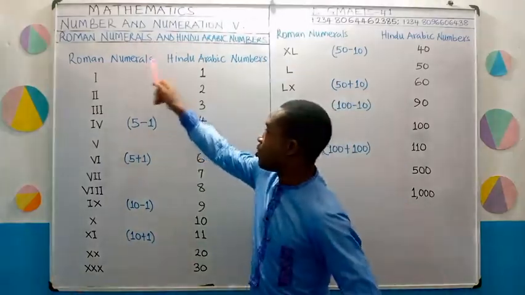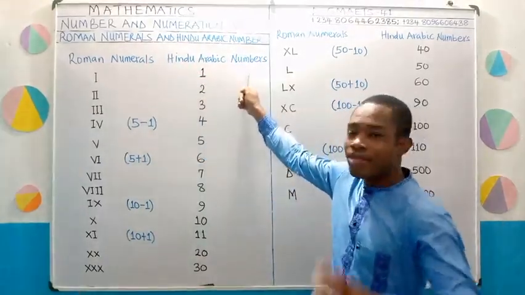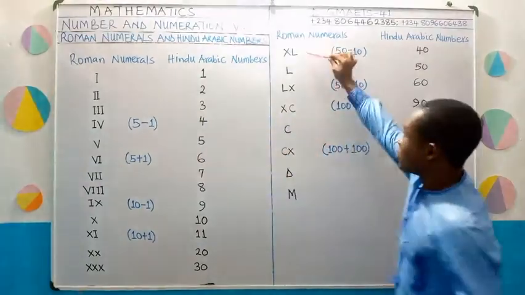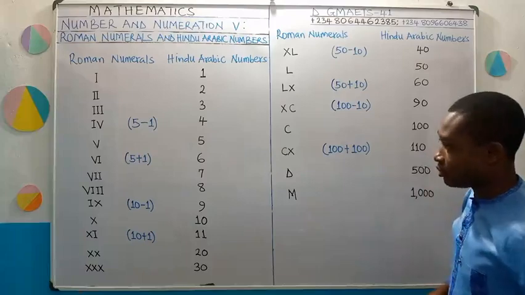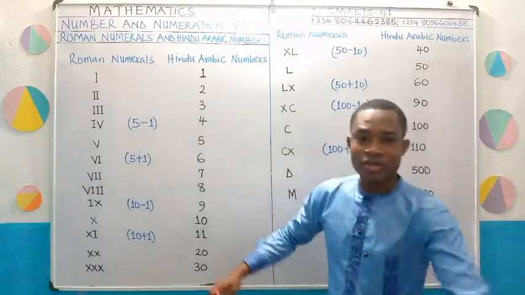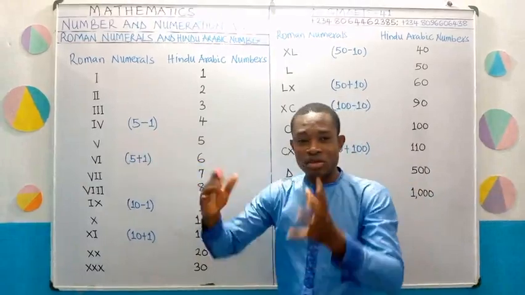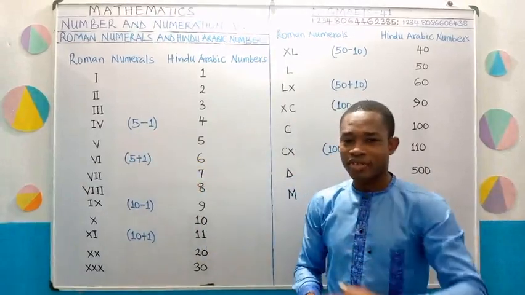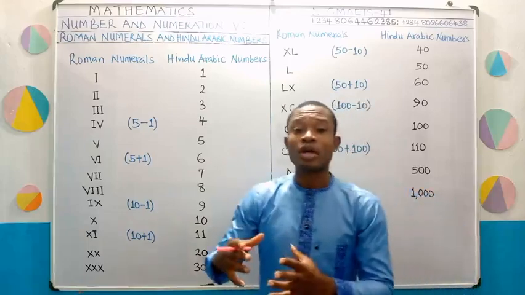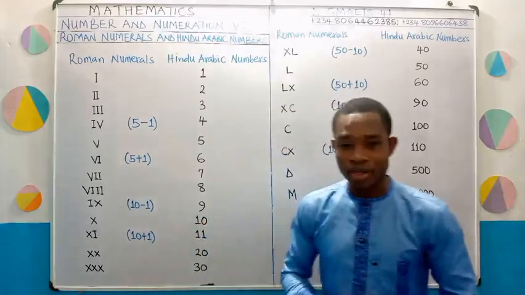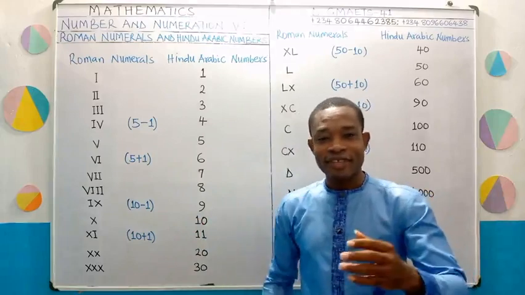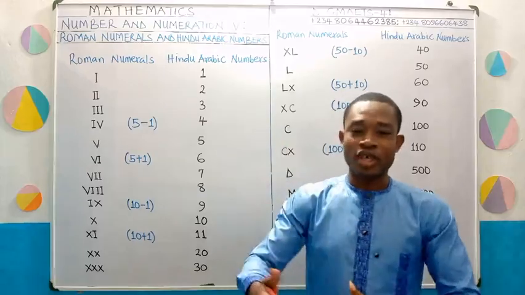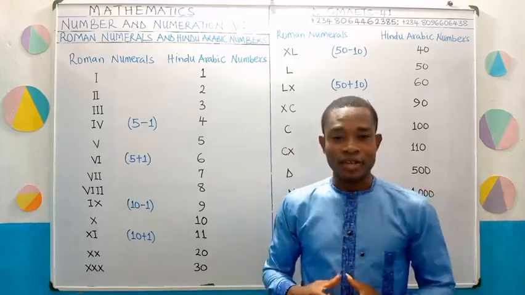Here we have Roman numerals. This is the Hindu-Arabic number for it. The same thing here, Roman numerals, the Hindu-Arabic numbers for them. In some places you saw where I used blue marker to do some minus plus. I already explained that. If a smaller number comes before a bigger number, you subtract the smaller one from the bigger one. And if a smaller number comes after the bigger one, you add them together.